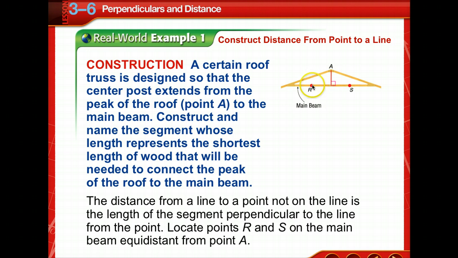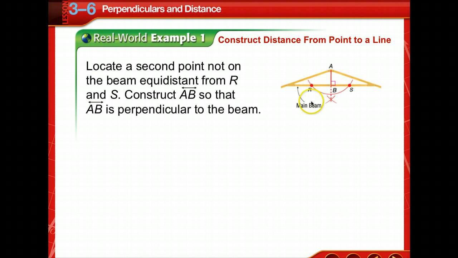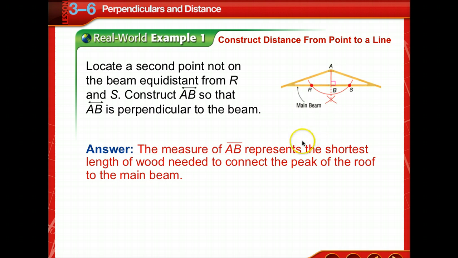So what they have done is a construction, they've picked 2 points on the beam, points R and S. Now they're going to do a construction, which means you take your compass and you put your pointed end on R, and you stretch it out so that when you draw your arc, it's to a point south of A. Using that same width, you put the point on S, and you make another arc, and where they cross, it makes a line perpendicular through point A. So the measurement AB represents the shortest length of wood needed to connect the peak of the roof to the main beam.